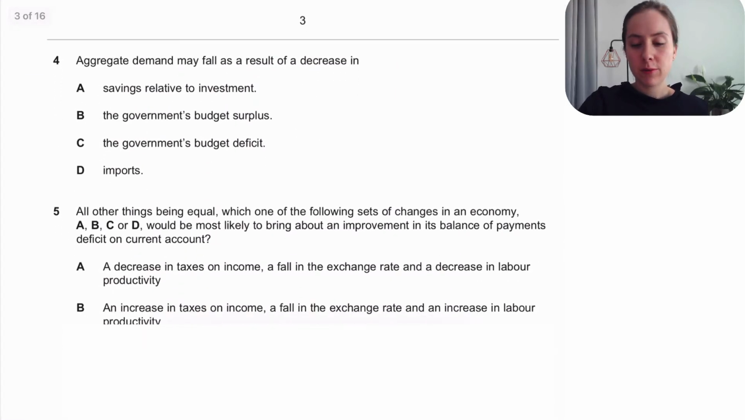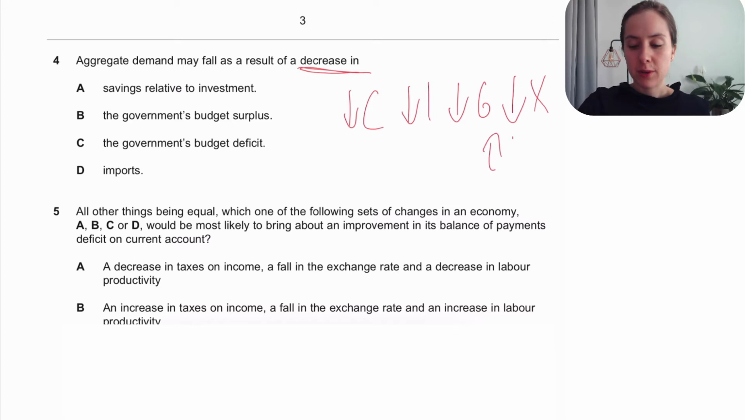Aggregate demand may fall. Watch out for that one. So AD falls if there's less C or I or G or X or more M. So I know that's not the answer. A decrease in savings relative to investment. Government budget. Okay. Oh, these are all tricky. Right. It's not the last one.